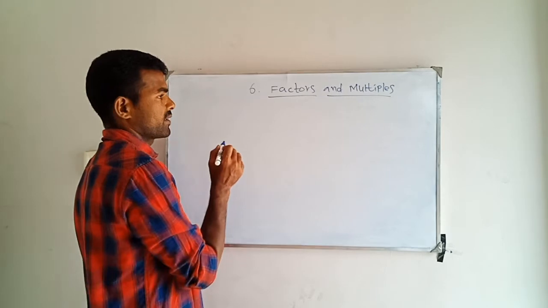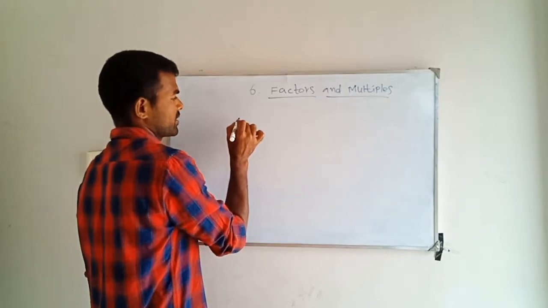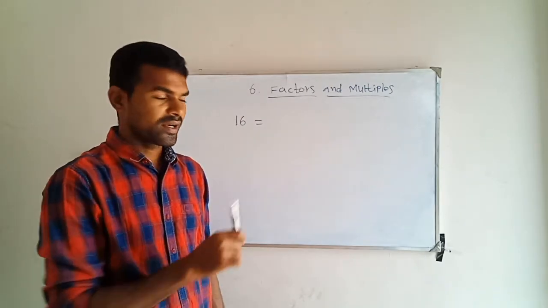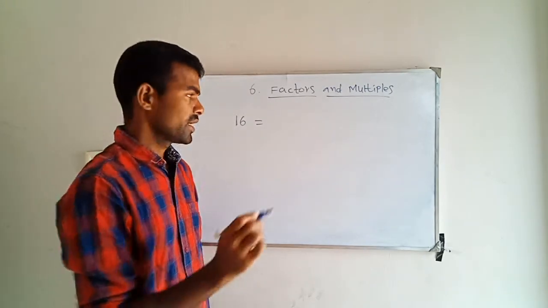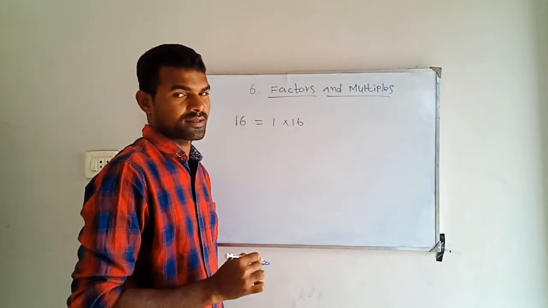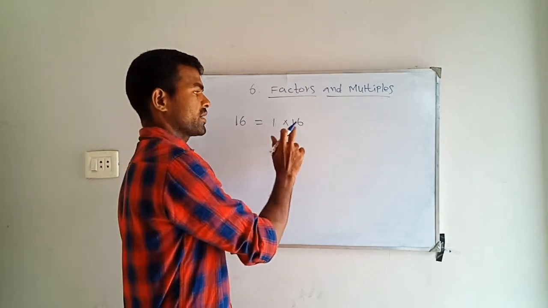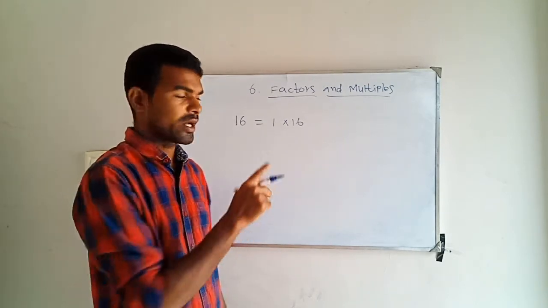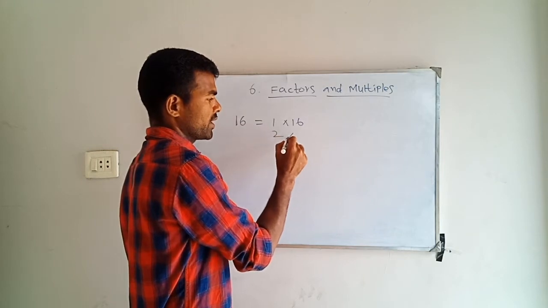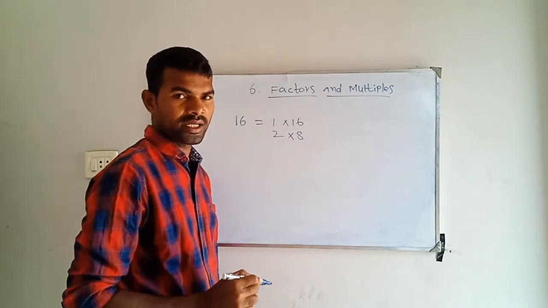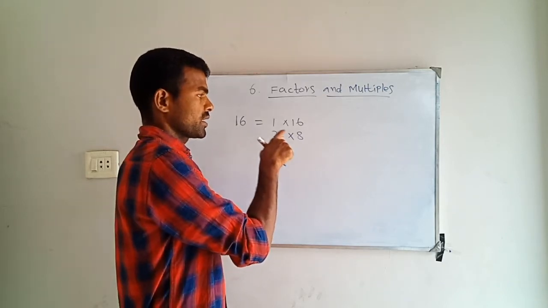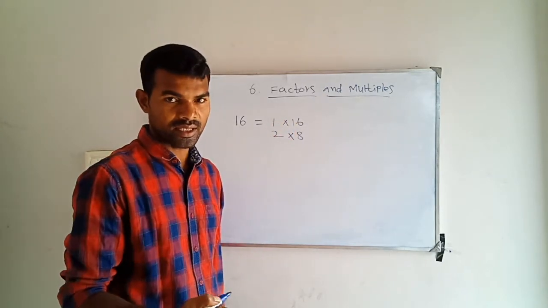Let us see here. Take the number 16. Any two numbers: 1 multiplied by 16 is 16. So except this 1 and 16, take any other two numbers and multiply. You are getting 16. You can see 2 multiplied by 8, 2, 8, 16. Except these numbers, are there any other numbers?